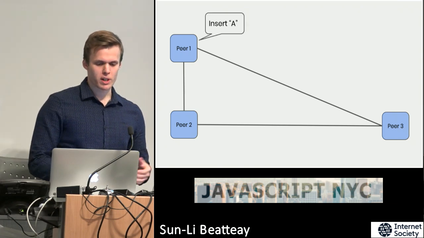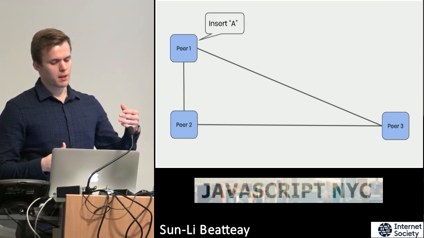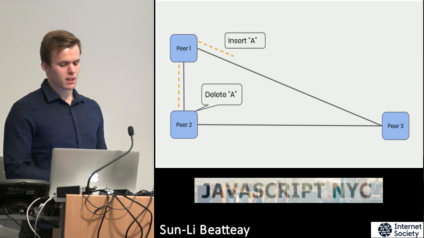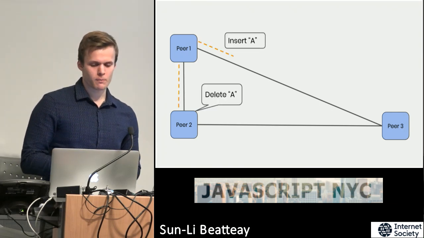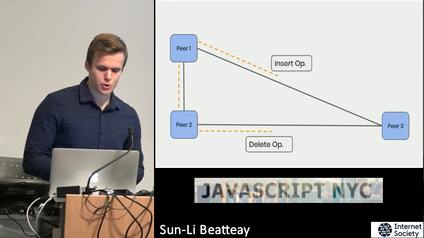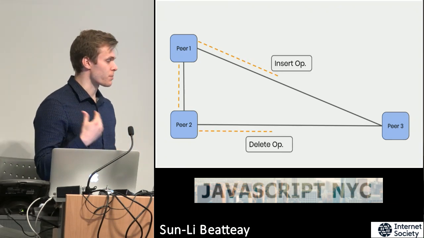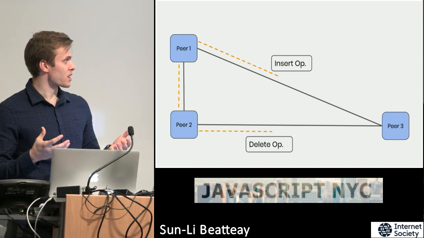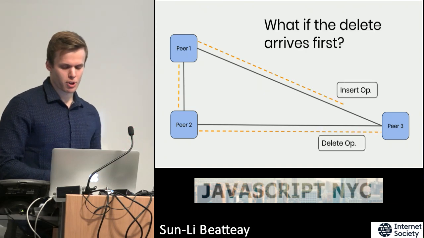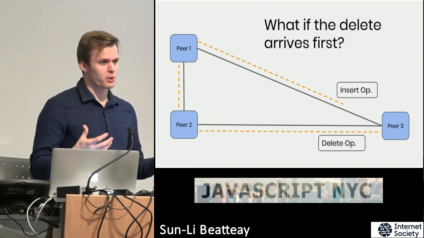So if peer 1 were to insert a character, peer 2 would pretty much immediately receive it because they're so close. And let's say that peer 2 wants to delete that character, that they don't like it. And so basically now what you have is 2 operations on their way to peer 3. And based on UDP and the unpredictability of the internet, let's say that the delete operation gets there first. Well, what do we do now?